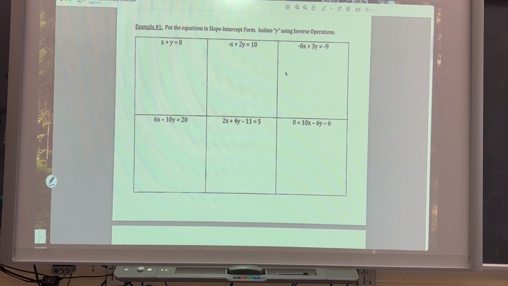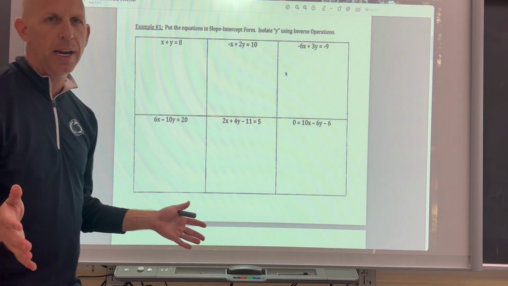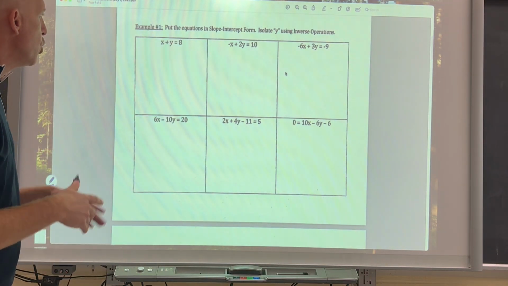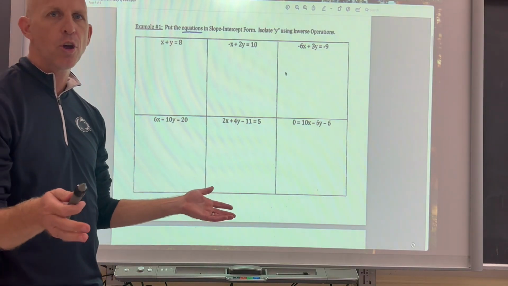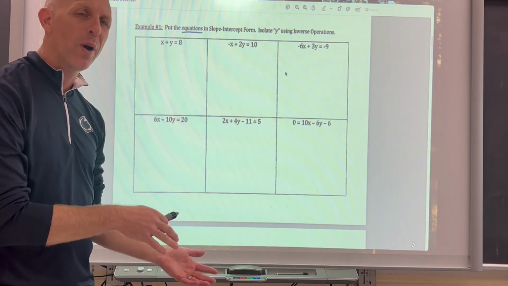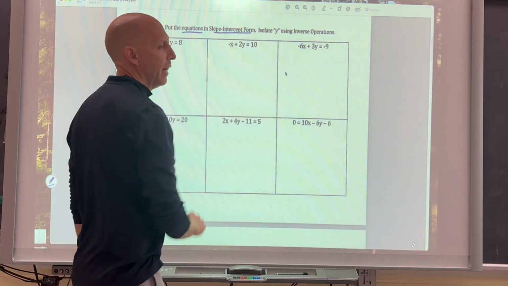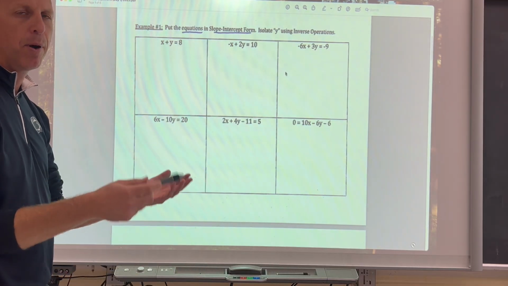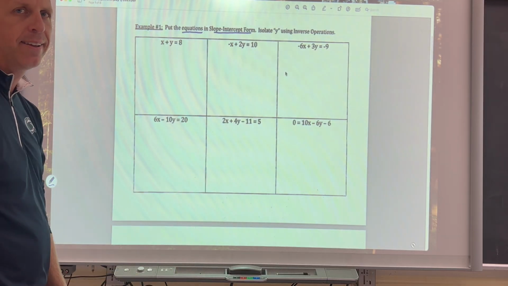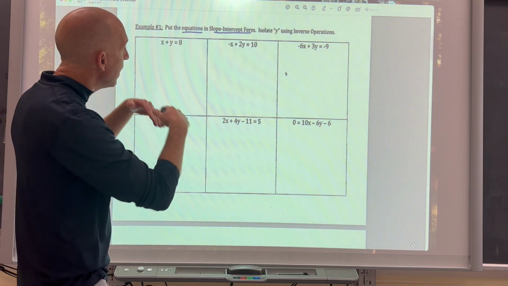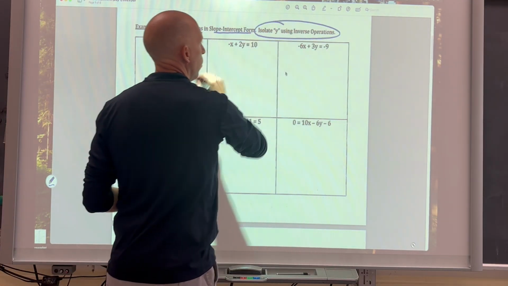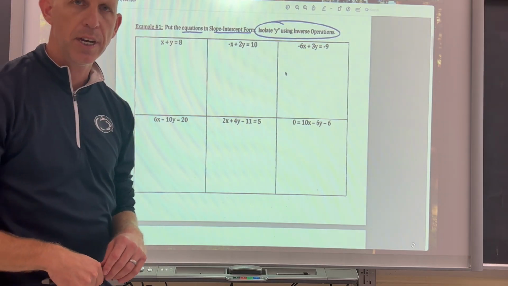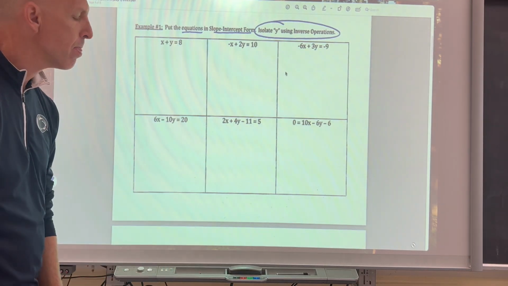All right, so this is the main part of the lesson. Can you put these equations in what we call slope-intercept form? And when an equation is in slope-intercept form, it allows us to graph and come up with all the solutions. We'll get to that in Unit 3. But guys, really what we want to do is isolate the y variable using inverse operations, okay?